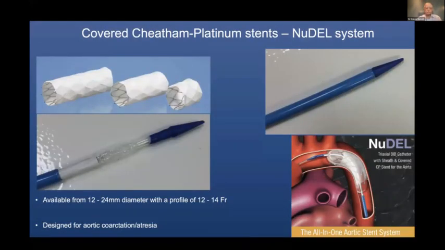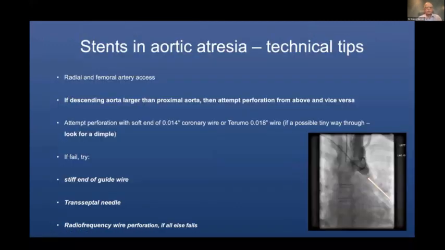The pre-mounted ones are also available as the so-called NuDEL system. That's the aortic stent system. It's a bit like the Melody valve. So the covered stent is positioned on the balloon and then covered with the sheath over it. And these are available from 12 to 24 millimeter diameter with the profile of 12 to 24 French. And these are specifically for aortic coarctation and atresia.